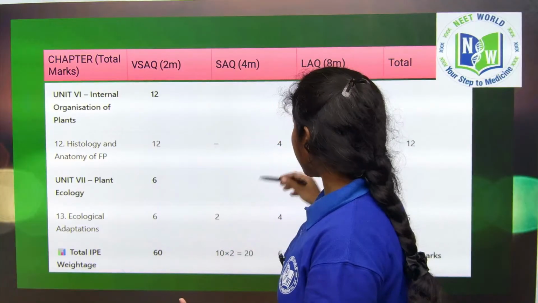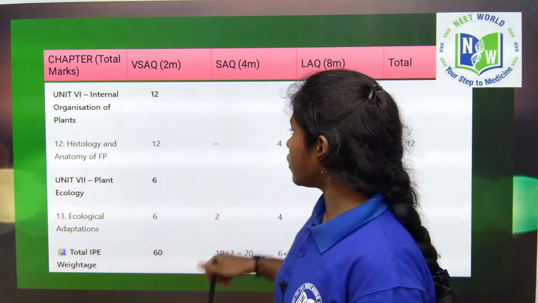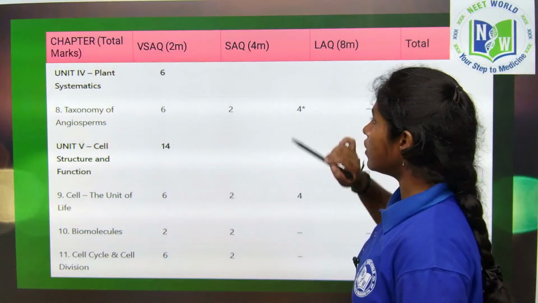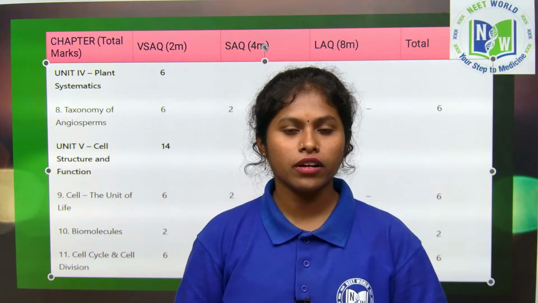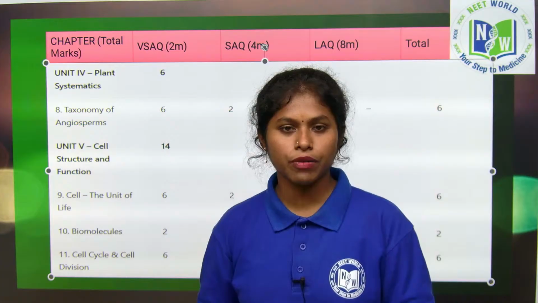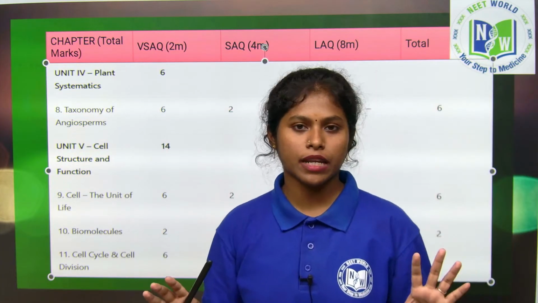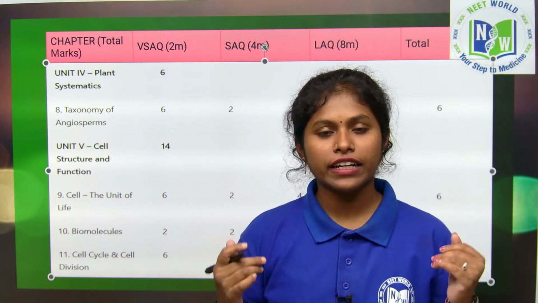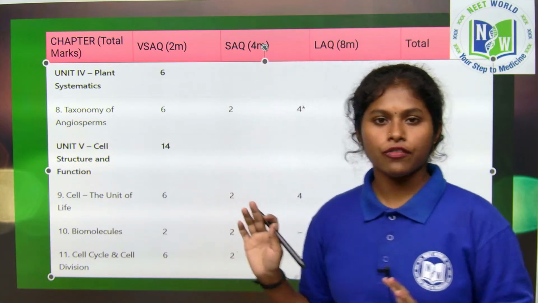Only 7 came, but sometimes they will give two short answers in the same unit, so we can get 2 short answers from 1 chapter. If you focus on these 6 chapters and thoroughly read the 4 marks questions with diagrams and labeling parts, you will definitely get the 24 marks in your hand. So this is about the 4 marks questions.